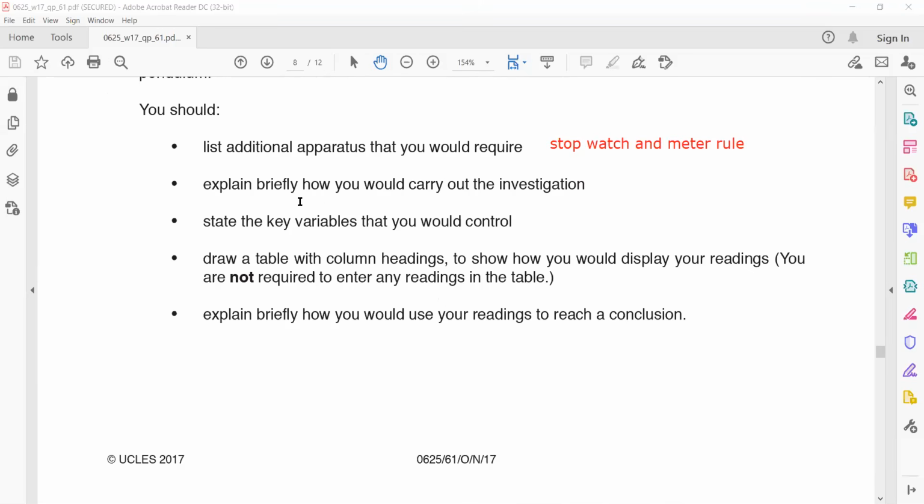Then explain briefly how you would carry out the investigation. That means they're asking for the procedure, the method. So how will we do this experiment? We'll measure the length of the pendulum by using a meter rule. Then we'll attach a bob, mark the mean and extreme positions, and record the time for 20 vibrations. Then divide the time by the number of vibrations to get the time period. And then we'll repeat the procedure with different sizes of bobs.